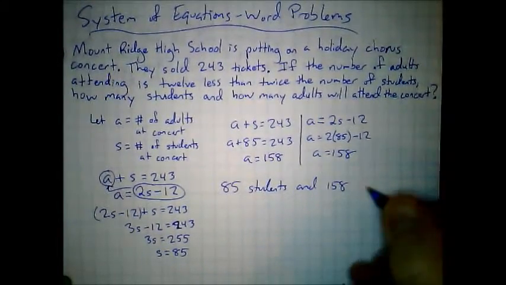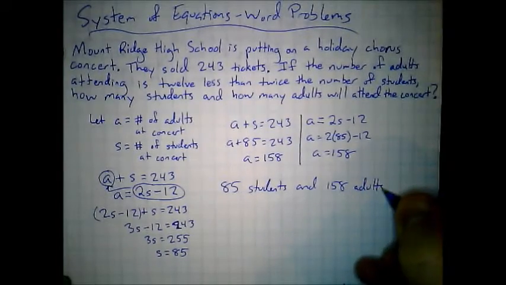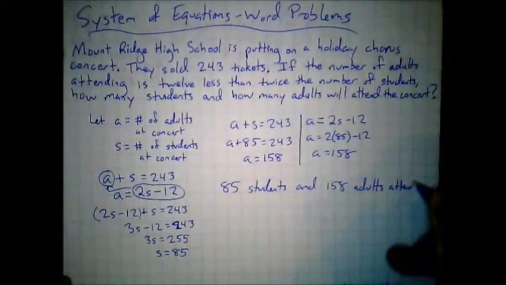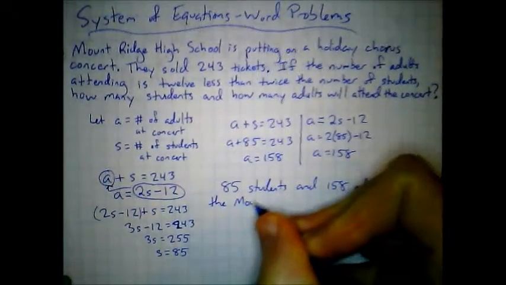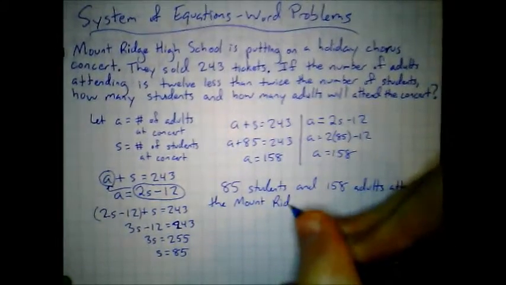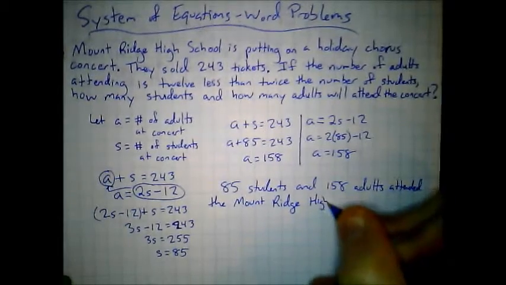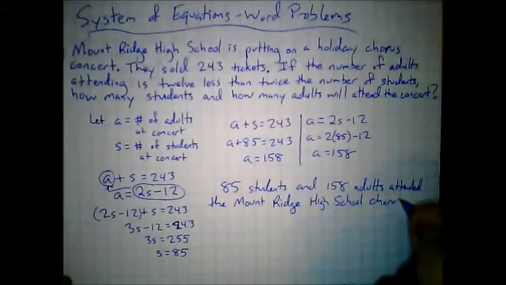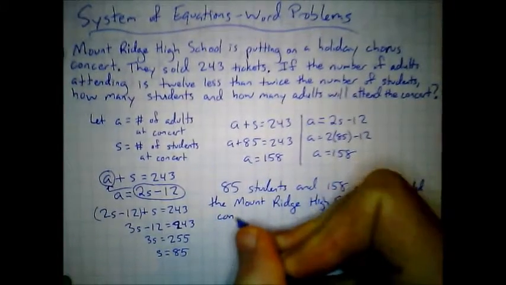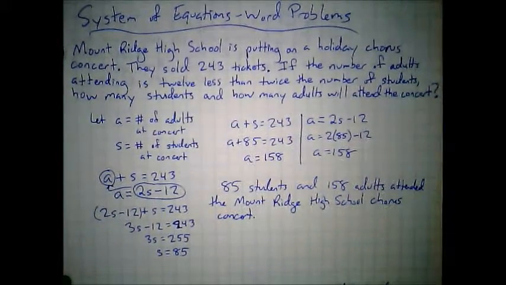So we get, in our complete sentence answer: 85 students and 158 adults attended the Mount Ridge High School chorus concert. And the reason why we write complete sentence answers is to make sure to show that we understand exactly what we did, why we did it, and what our answer represents.